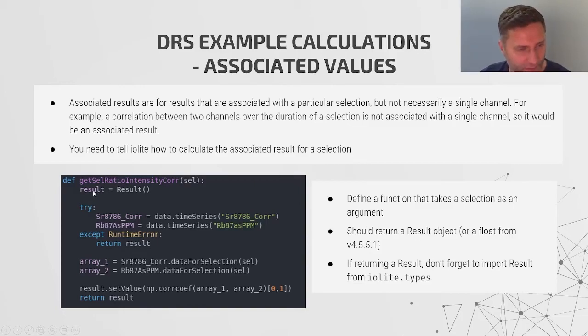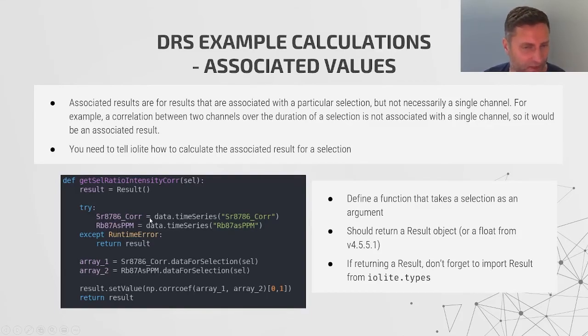And then the first part of our function, we would create a new result object, and then we try to get our two channels that we're going to calculate a correlation for.